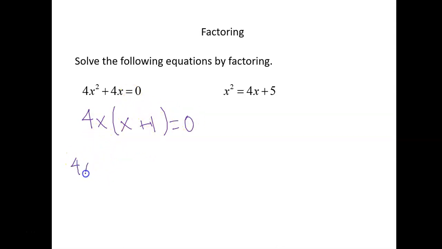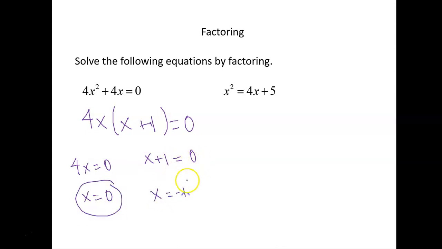Just take each factor and set it equal to 0 and solve for x. So if I divide both sides of this by 4, I know that 0 divided by 4 is 0. And if I subtract 1 from both sides here, x equals negative 1.